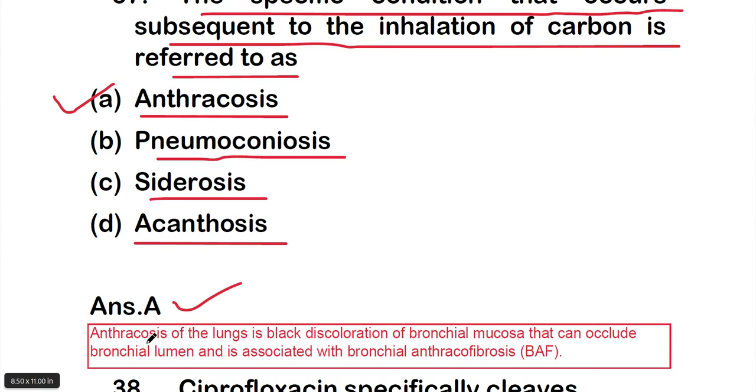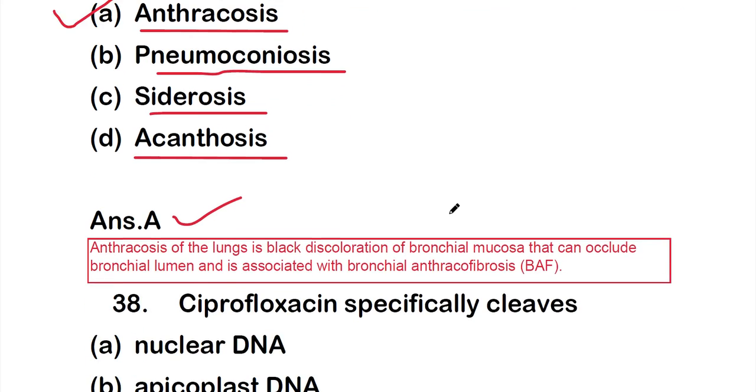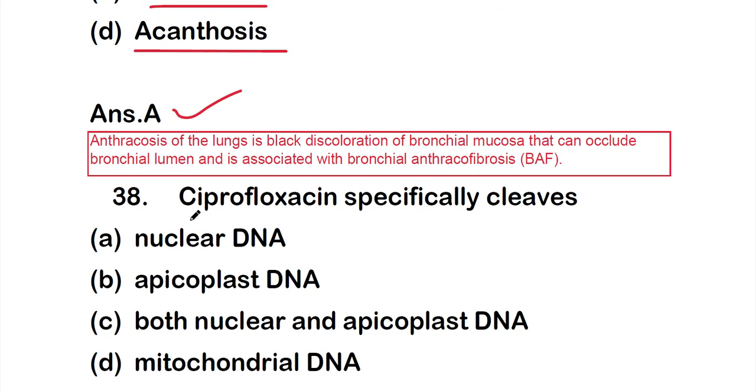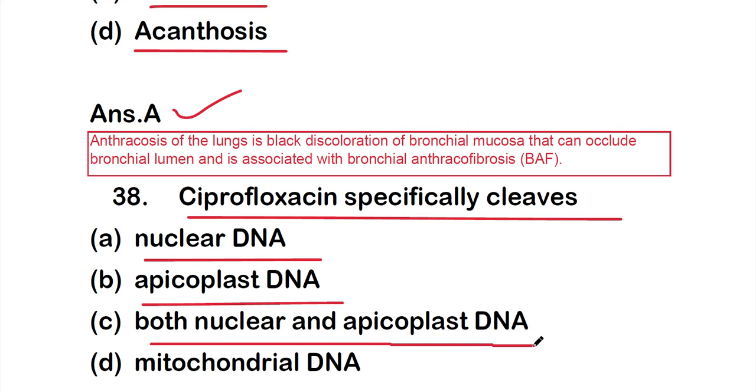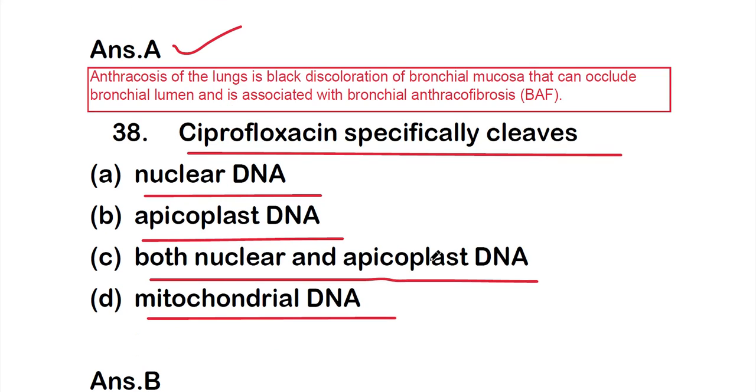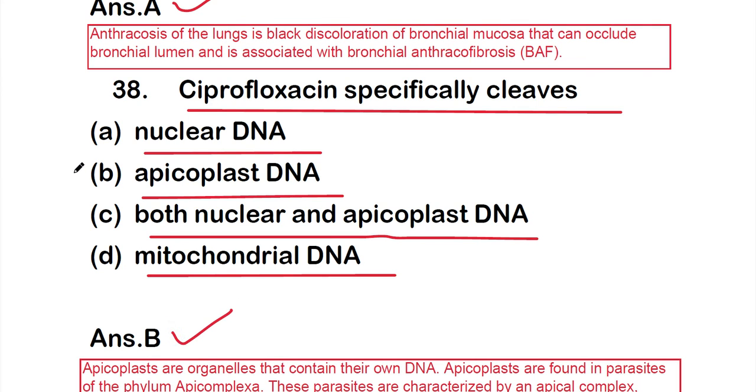So what is anthracosis? Anthracosis of the lungs is black discoloration of bronchial mucosa that can occlude the bronchial lumen and is associated with bronchial anthracofibrosis. Okay, so the next question is question number 38, that is ciprofloxacin specifically cleaves option A nuclear DNA, option B apicoplast DNA, option C both nuclear and apicoplast DNA, or option D mitochondrial DNA, and the right one is option B, that is apicoplast DNA.